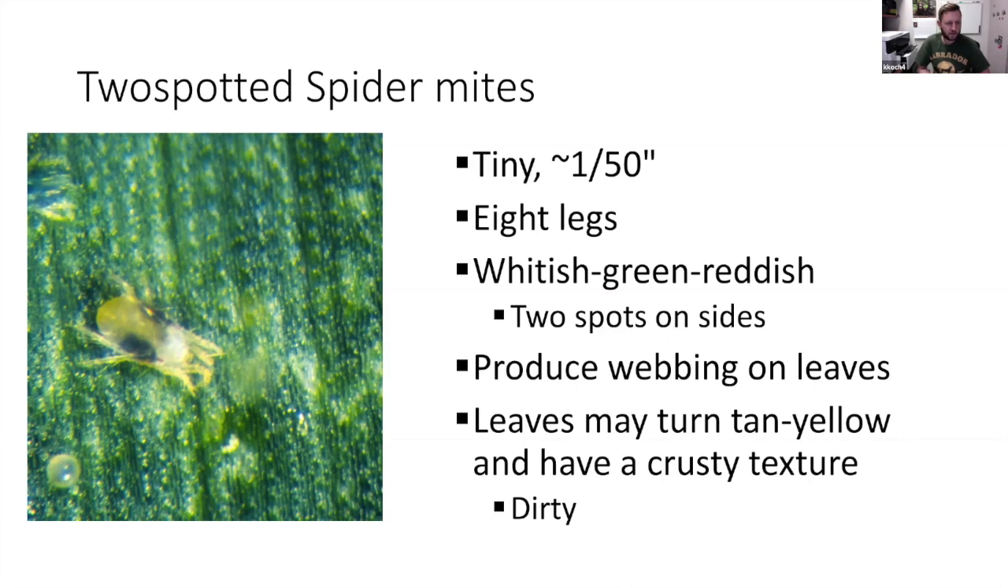Another really good characteristic for spotting these is webbing on leaves. They can produce really significant amounts of webbing, and they produce a fairly characteristic symptomology: stippling of the leaves, which will cause them to turn whitish or yellowish at first, and then eventually die with a crusty brown texture. You also get a lot of debris that tangles up in that webbing, so you may see leaves that look dirty when they're infested with spider mites.